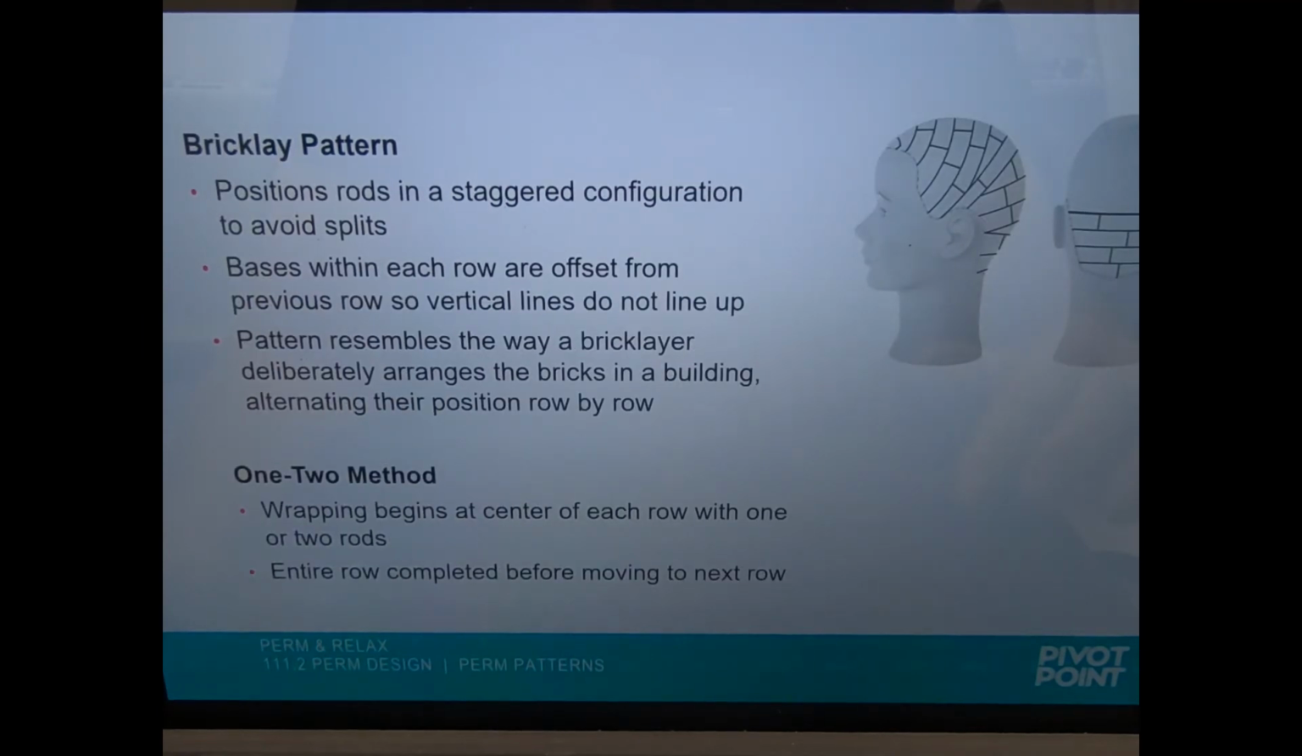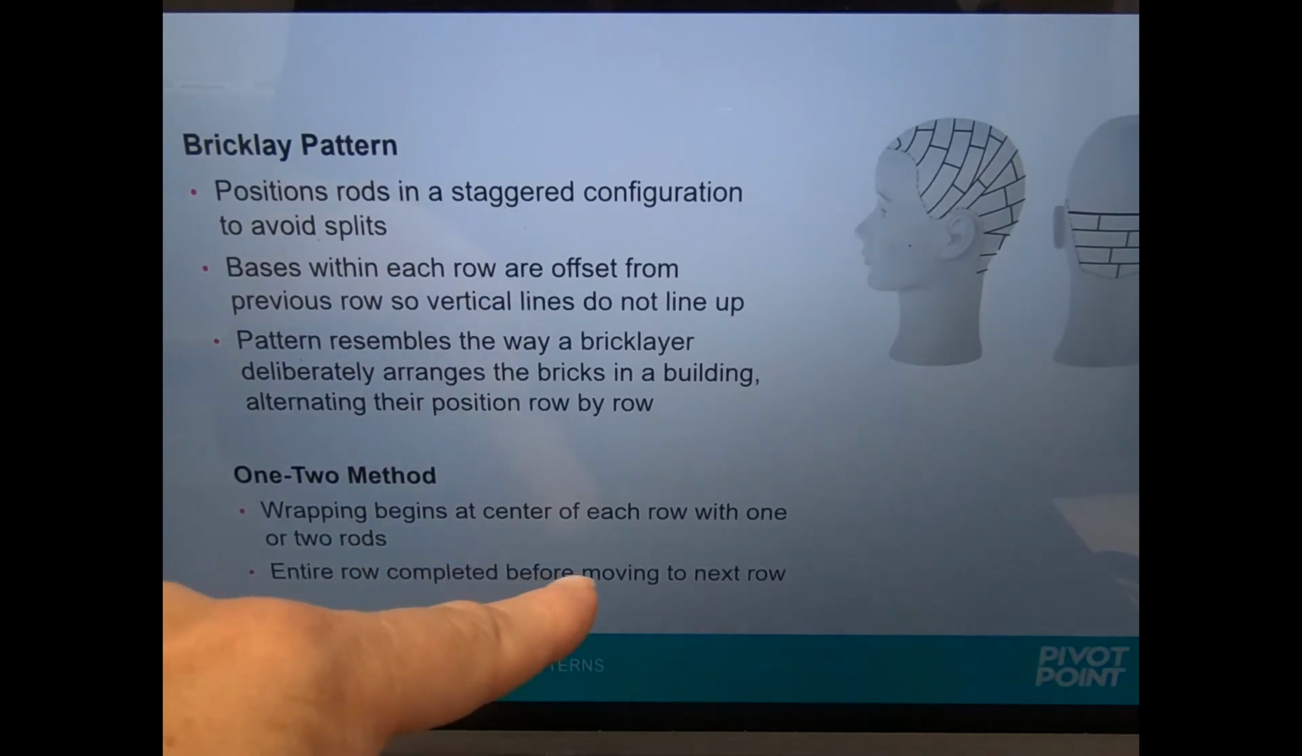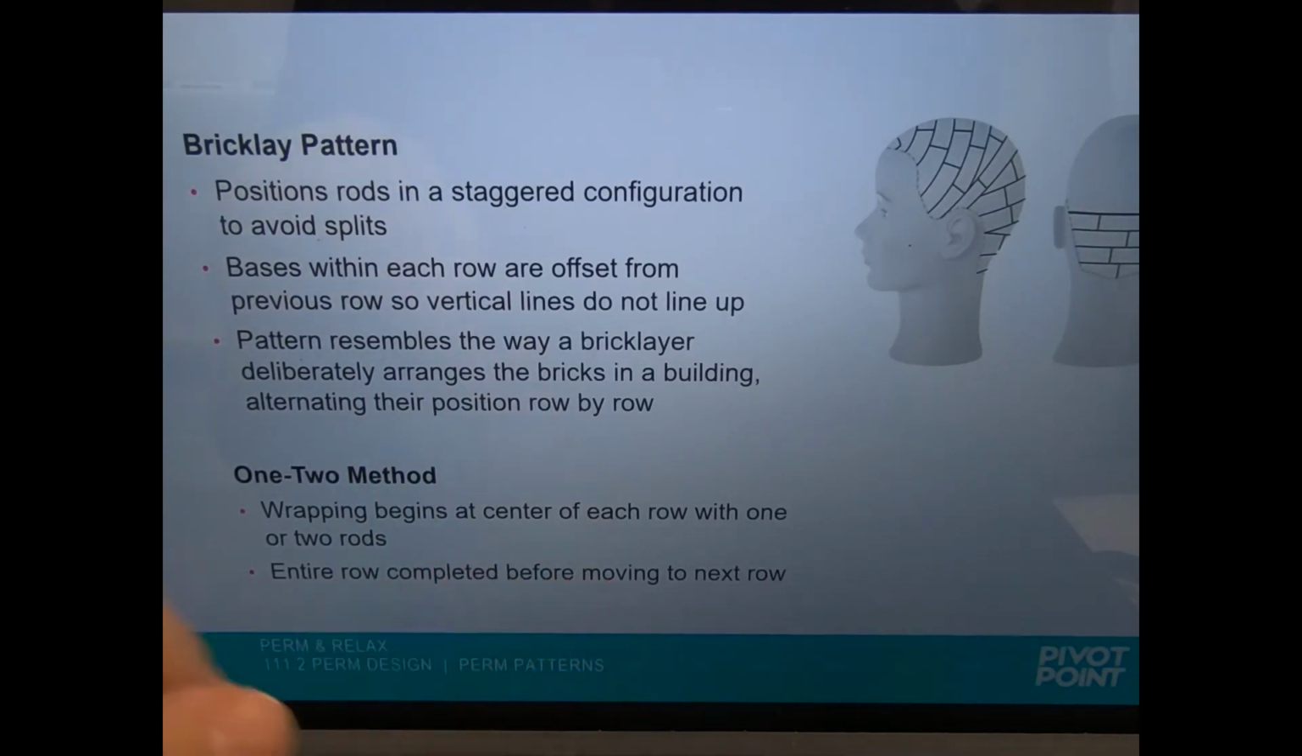Okay, bricklay. This is one of my favorite ones. This is super duper natural looking because you have no rows, everything is broken up. Okay, and you wrap it just like a brick wall. So if you ever get stuck, just look at our walls in here and you will see there's blocks in the wall. Nothing is ever lined up perfectly above each other. So you start each row with 1 or 2, and then it's very important that you complete that row before moving on to the next row.